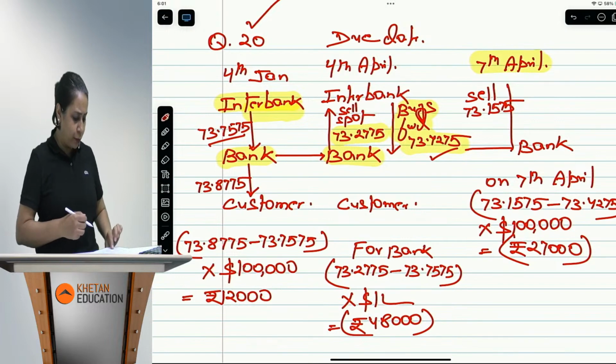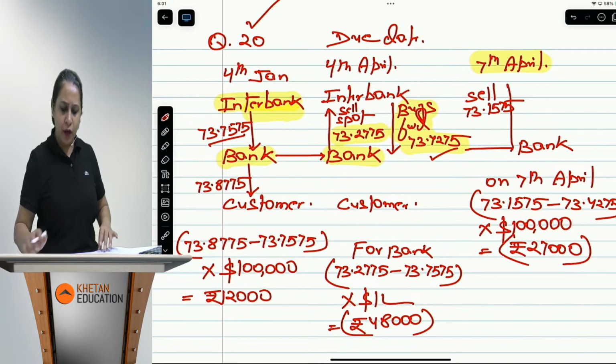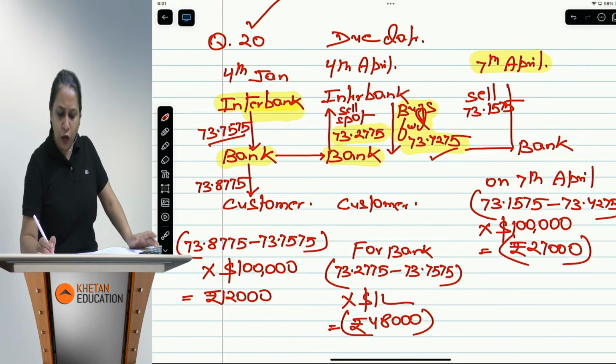There is no forward rate, Pooja. Yeah, kind of you can say expected spot rate. Yes, you can say that. Okay, so the bank booked a loss of 48,000 rupees on that date.